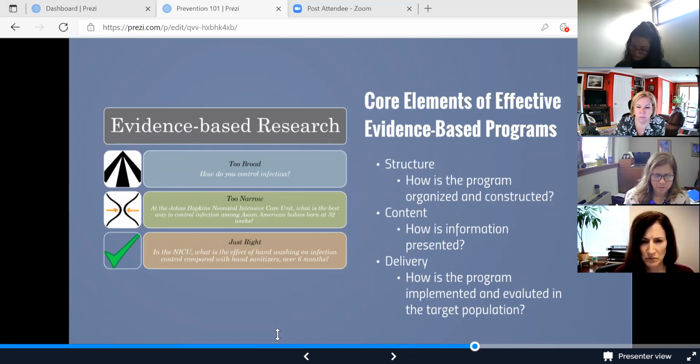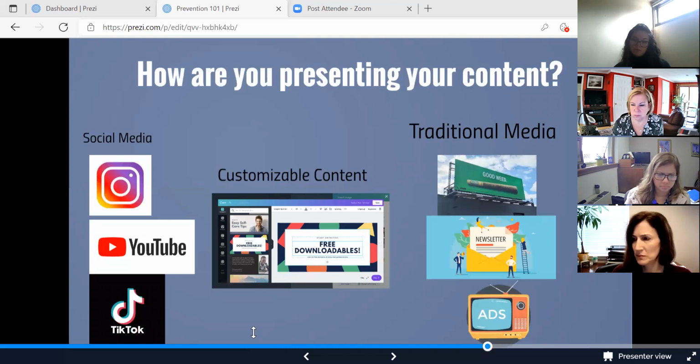So as far as structure, we're going to go through each of these, structure, content, and delivery, to touch on those a little bit. So some of the things that we use to present our different content and information. It's important to know what our audience is and what our target population is. Is social media the best way to get your message out there? Is your population younger people who primarily look at things such as Instagram, YouTube, TikTok, Twitter, things of that nature?